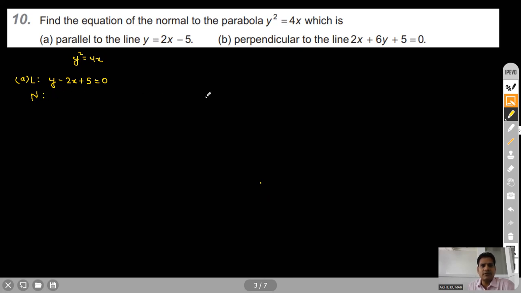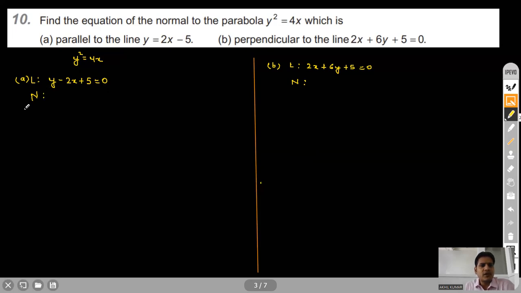Okay, this is our first part of the question, and the second part is basically, let me bifurcate this screen. The second part is saying we have to write the equation of normal which is perpendicular to this line. So the given line is 2x plus 6y plus 5 equal to 0, and we have to write the equation of normal.